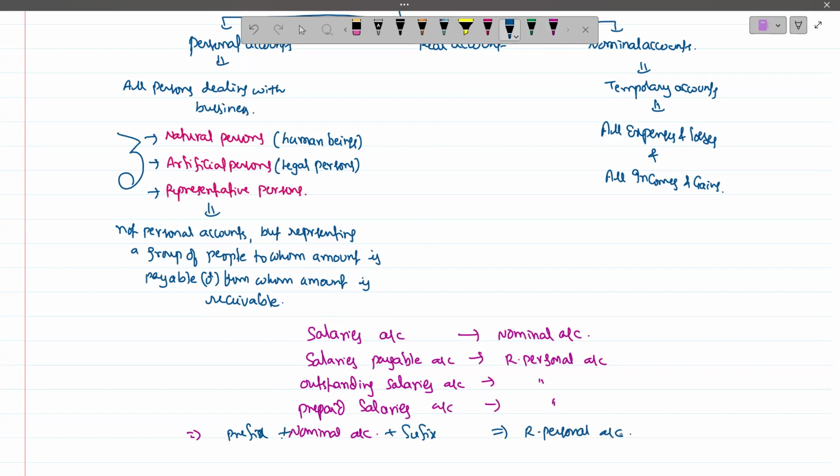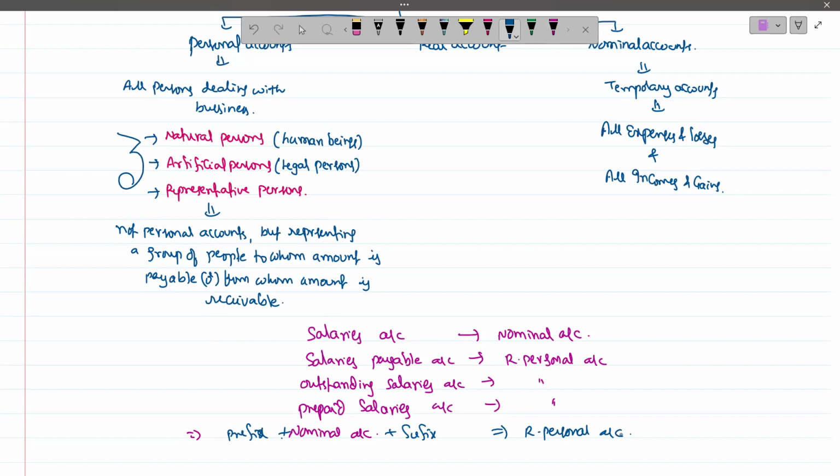Representative personal account. Because salary payable is representing the group of employees to whom the amount is payable, and the outstanding salaries are also like that. Prepaid salaries are nothing but a group of employees to whom the salary is paid in advance, from whom we are going to receive the services in future. So these are all what? Representative personal. Actually, it is not a personal account, but it represents a group of people to whom the amount is payable, or from whom the amount is receivable.